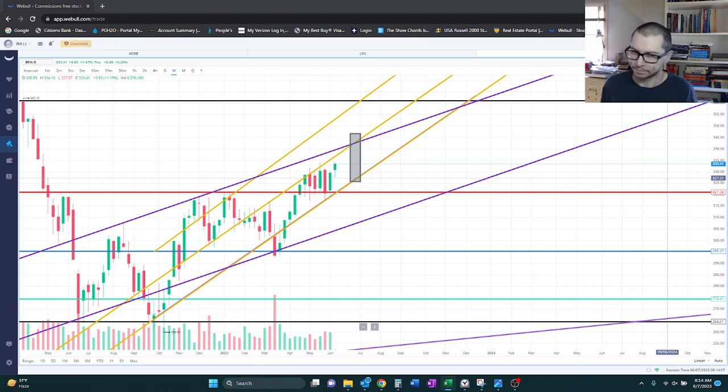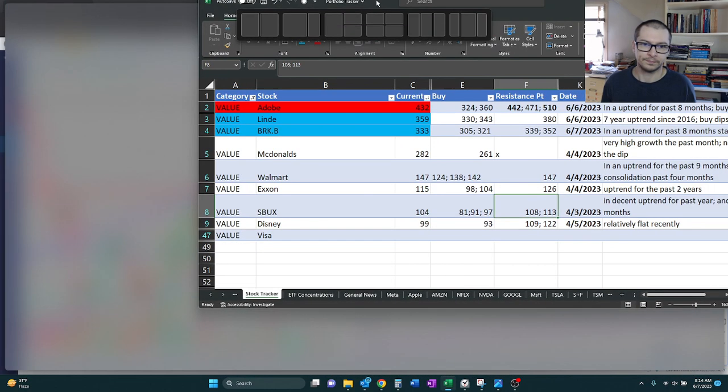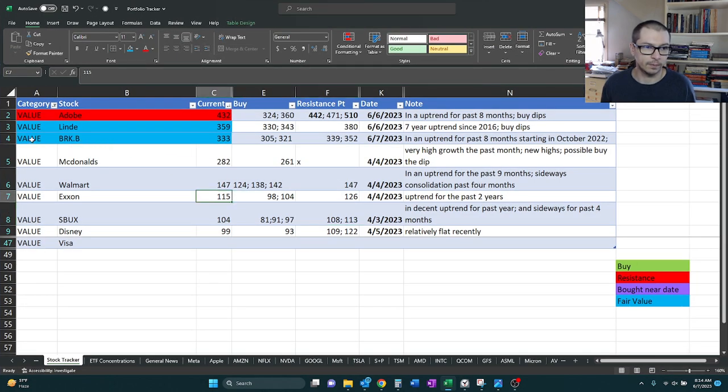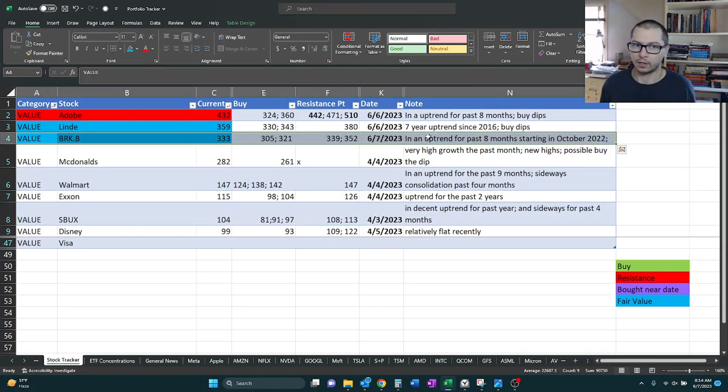So overall, I'll give it a fair value at this point. I think there's going to be better opportunities, but again, this one doesn't seem bad. I think there'll be something else out there for us. So that's the summary for Berkshire. Currently it's at 333. Buy points from me, at least right now, 305 would be great. 321, I would still consider it. Resistance at 339 and 352. So kind of in the middle there, but hedging towards resistance.